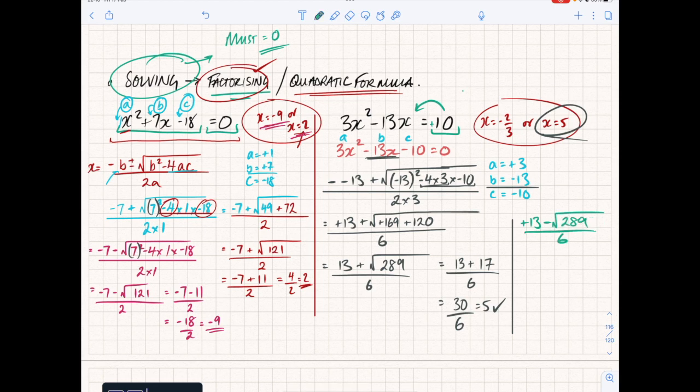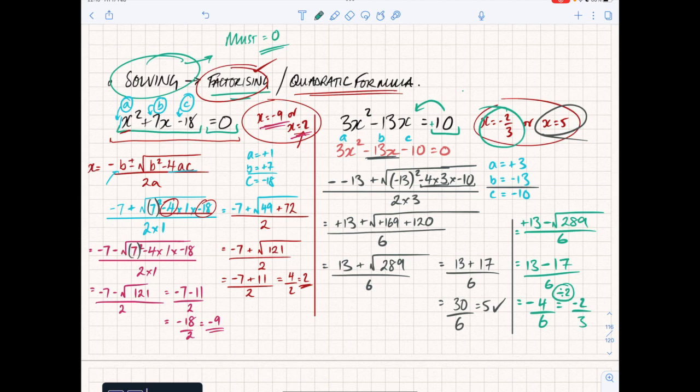all divided by 6. We know that that becomes 13. But this time we're doing minus 17 and then divided by 6. Well, 13 minus 17 will give you minus 4. Minus 4 divided by 6 simplifies because they both divide by 2. So it ends up giving you minus 2 over 3, which is how we end up with that answer there.